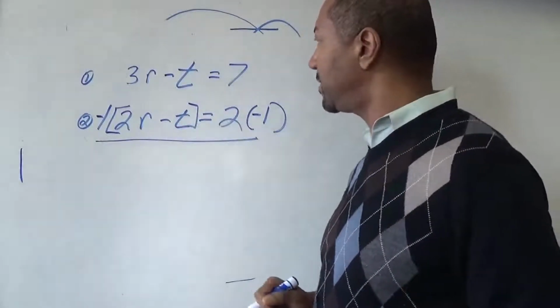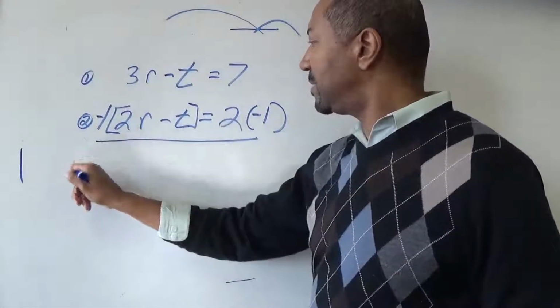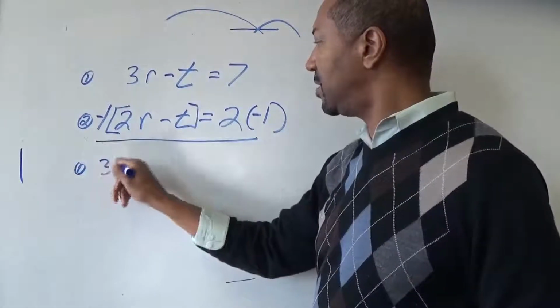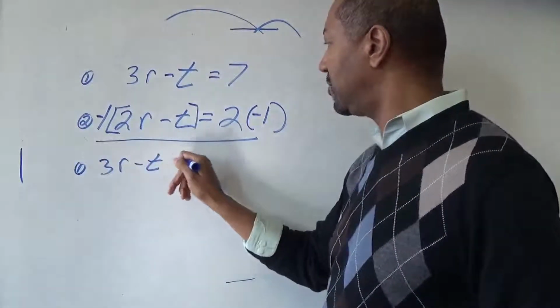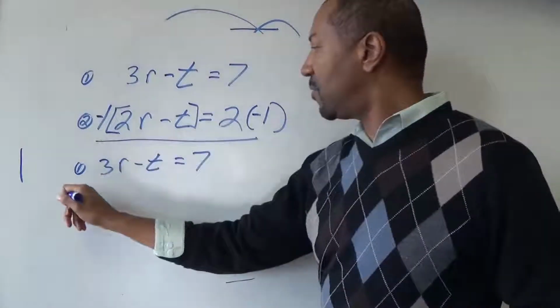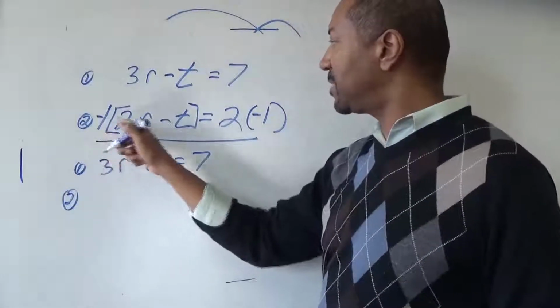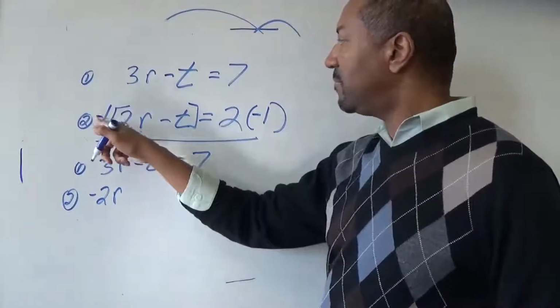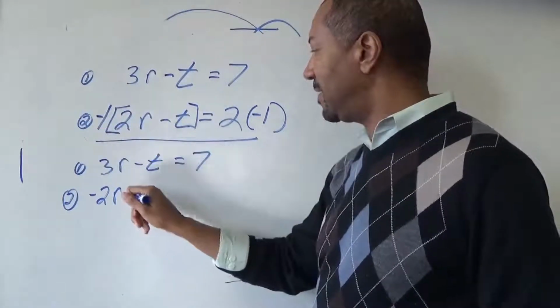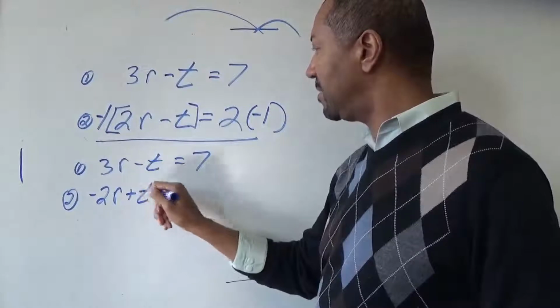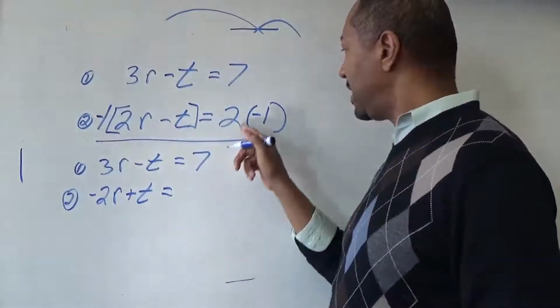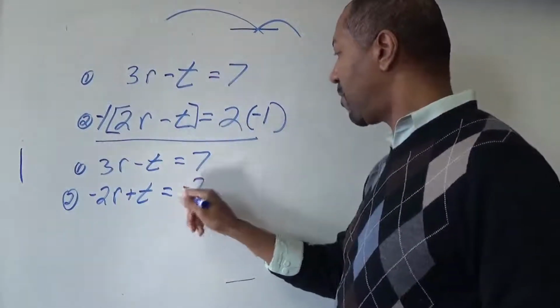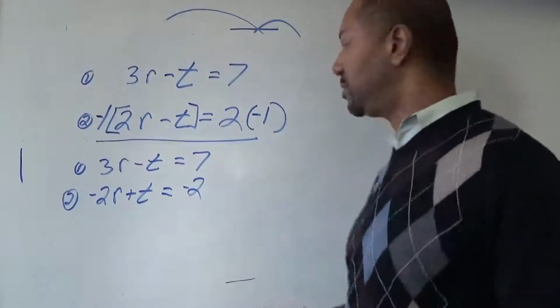Okay, so let's rewrite the system. The first equation does not change. It's still 3r minus t equals 7. The second equation, however, now becomes negative 2r. Negative 1 times negative t. There's my positive t. And that's equal to a negative 2 over on the right side of the equation.